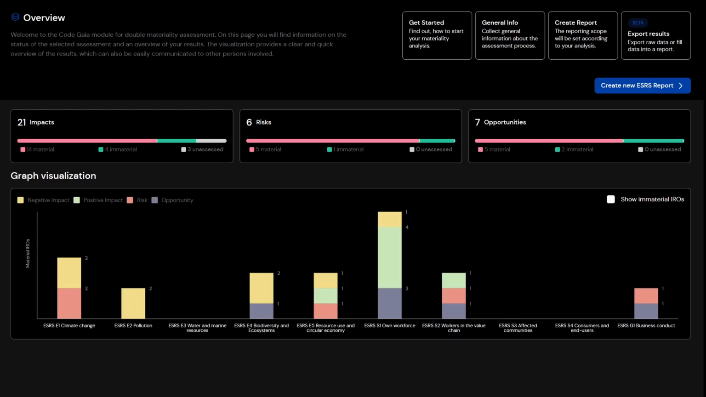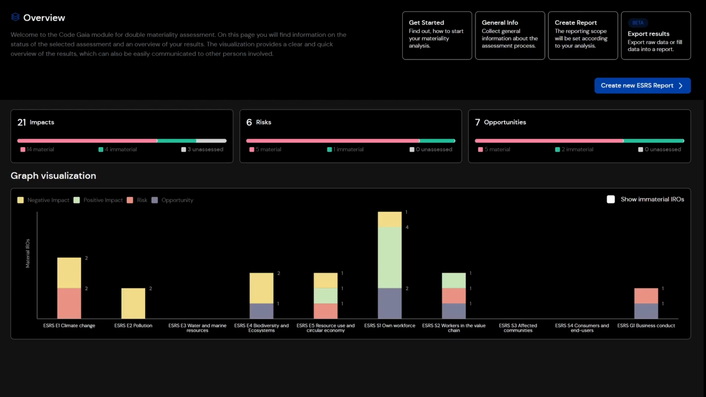As you can see, there are 7 material topics: climate change, pollution, biodiversity, circular economy, own workforce, workers in the value chain, and business conduct. And at this stage of this nearly complete assessment, there are 3 non-material topics: water and marine resources, affected communities, and consumers and end users. So that is the very first high-level interpretation of this data: which topics are material and which topics are not material.